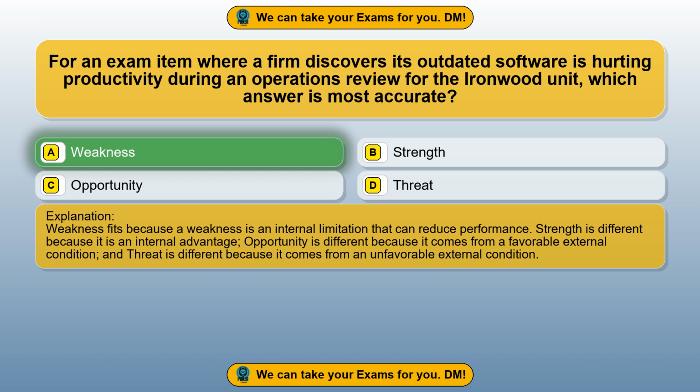Strength is different because it is an internal advantage. Opportunity is different because it comes from a favorable external condition, and threat is different because it comes from an unfavorable external condition. Question 53.